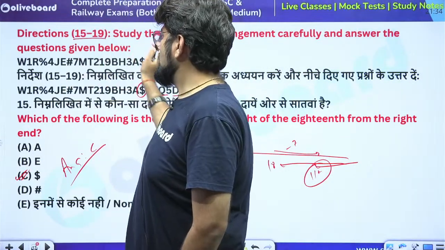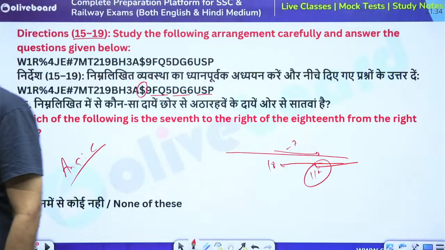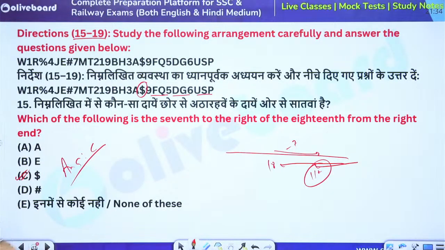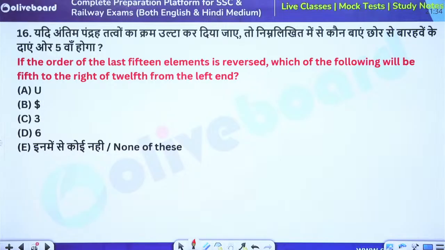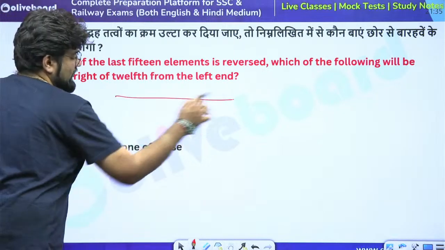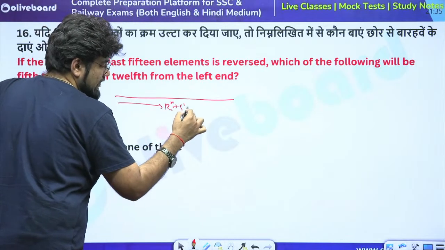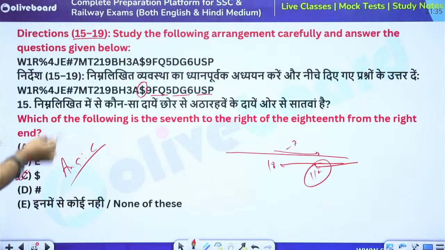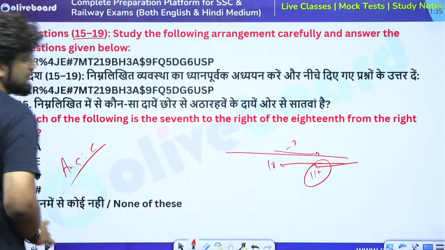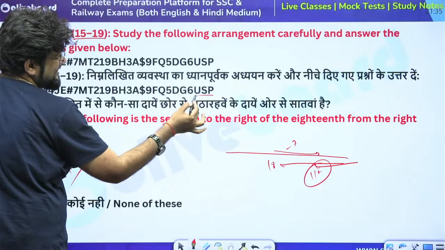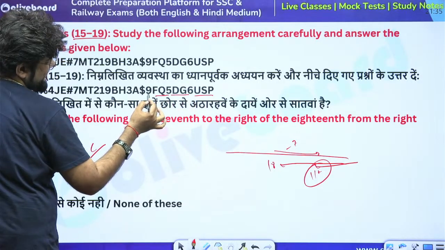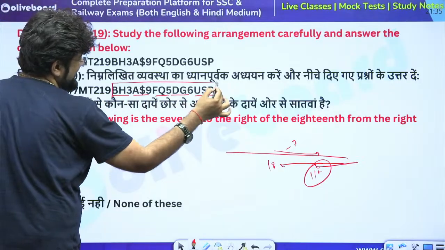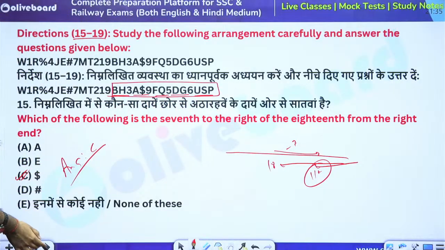Now till question number 19, all of these are related to the same series, okay? If the order of the last 15 elements is reversed, which of the following will be 5th to the right of the 12th from the left end? So 12th from the left end, 5th to its right will become 17th from the left end, correct? Now, order of the last 15 elements is reversed. If you count the number of elements, you will get 29 elements. Okay. So, last 15 means 3, 3, 6, 3, 9, 3, 12, 3, 15. From here, we have reversed everything. That's what it is saying.